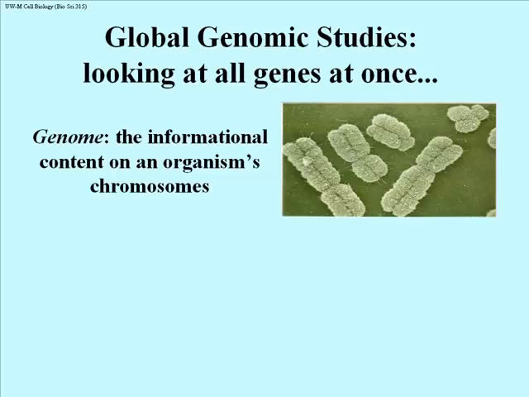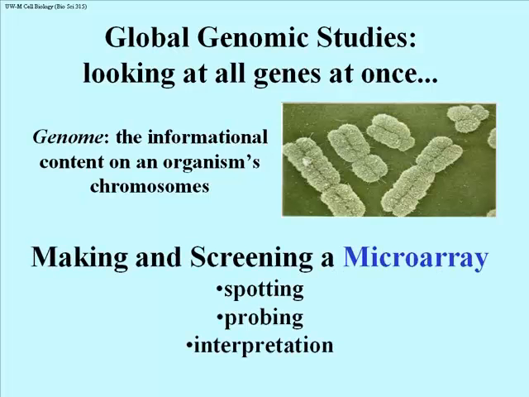So here's a picture of some chromosomes representing at least some of the DNA of a genome. And again, to remind you, the genome is the informational or DNA content on an organism's chromosome. So how do we make and then screen a microarray? It consists of several steps after you get the DNA by doing DNA extractions from appropriate cells, and then treating the DNA to get the fragments. But at that point, you're ready to do spotting, followed by probing, and then, of course, the science, the interpretation. So let's take a look at how that works.